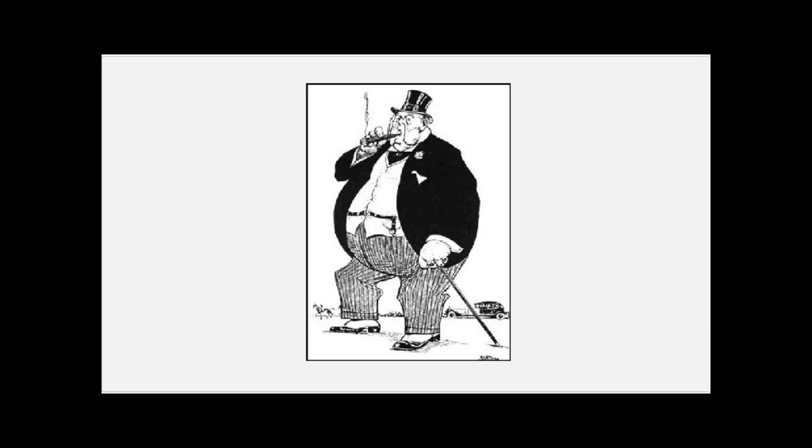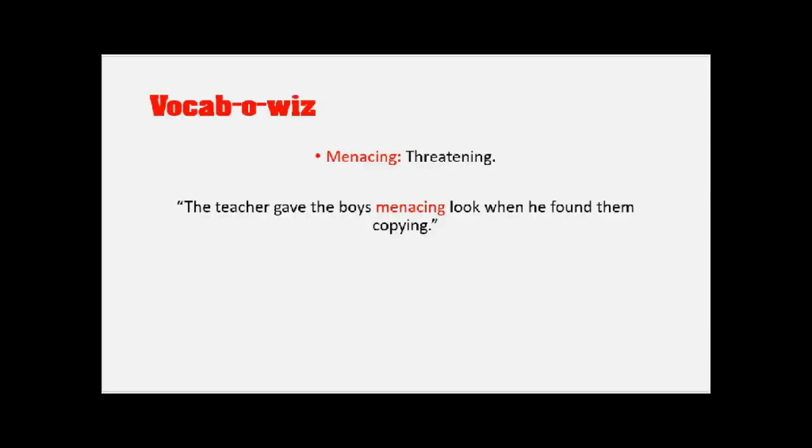Now apart from the vocabulary that's already given, I find one word very interesting. This is my vocabulary section, and the word I found from here is menacing, which means threatening. You can see that this word comes when there is a character sketch given about Max in the textbook story, where they say that there is nothing menacing about him apart from the gun in his hand, which means that there is nothing threatening about the way he looks apart from the gun that he has in his hand. For example, the teacher gave the boys a menacing look when he found them copying.